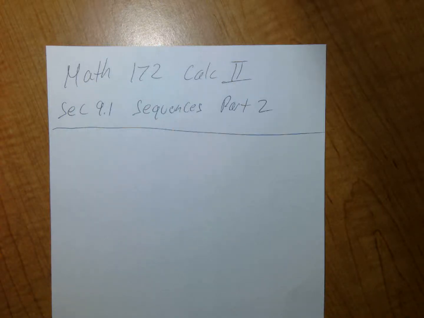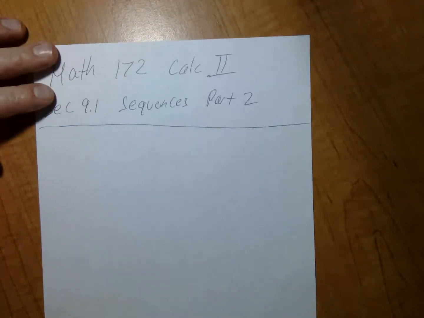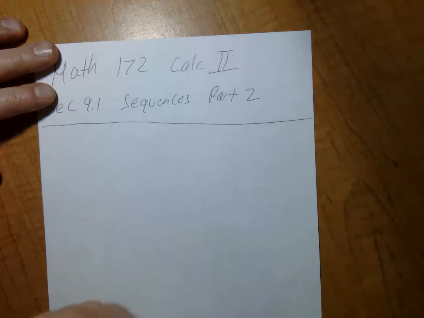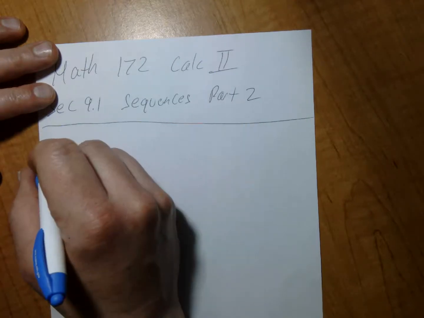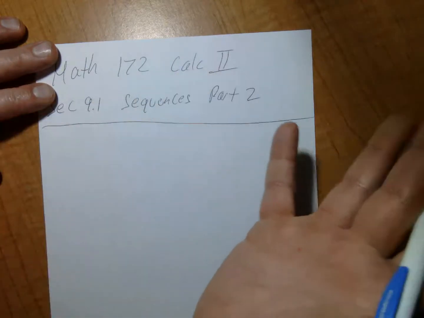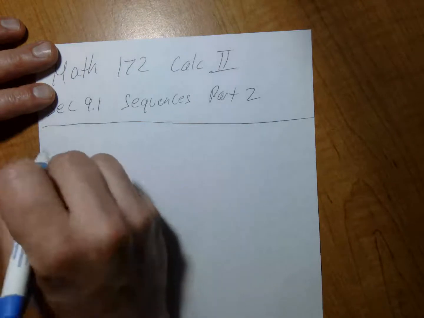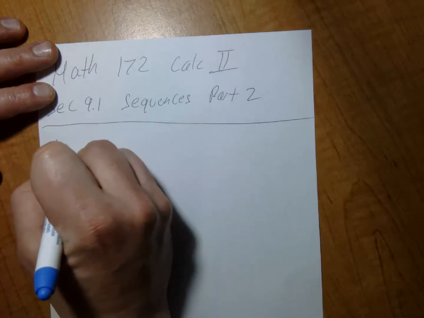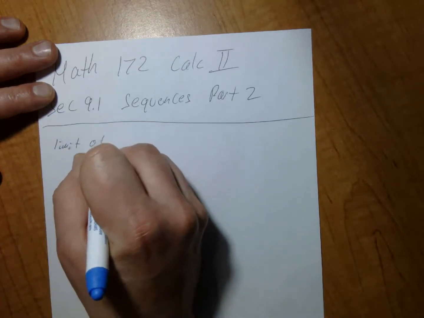All right, so part two of this sequence video stuff. Remember we were talking about this idea of a sequence, a list of numbers, created by some sort of pattern. What we want to do is ask: what if this pattern were to keep going? So it's all about the calculus stuff now. What we need is the limit of a sequence.